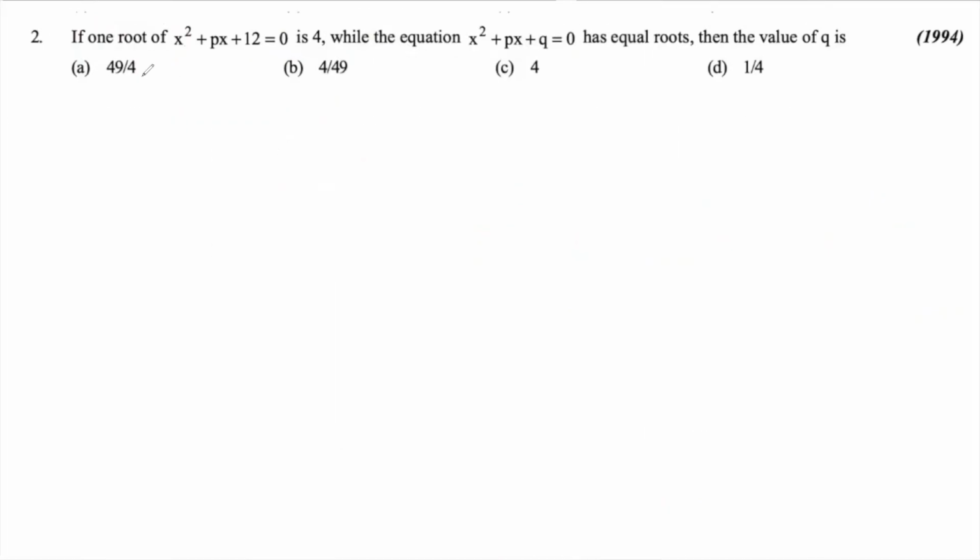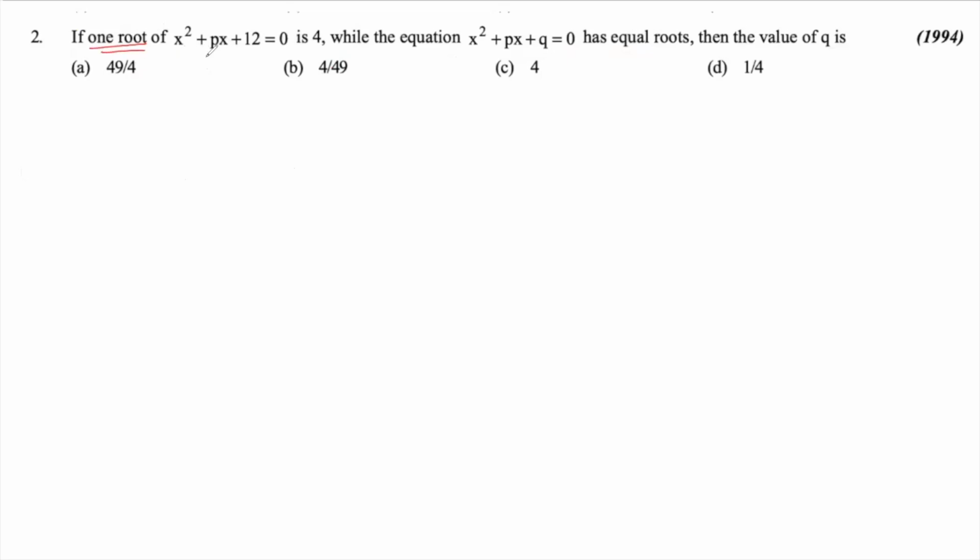All right. So if one root of x square plus bx plus 12 is equal to 0 is 4, while the equation x square plus bx plus q is 0 has equal roots, then the value of q is. All right. Pretty straightforward question.